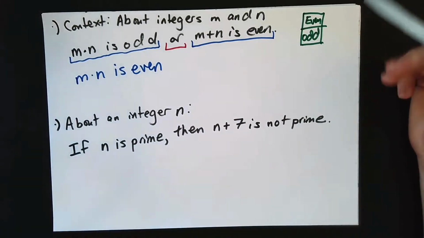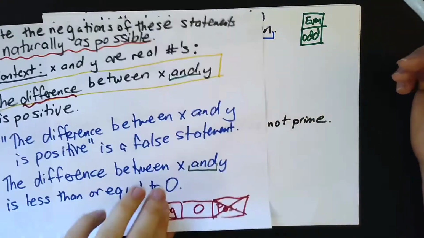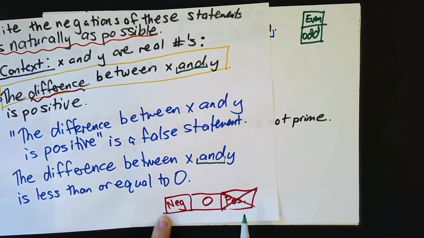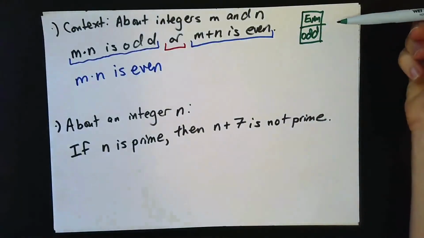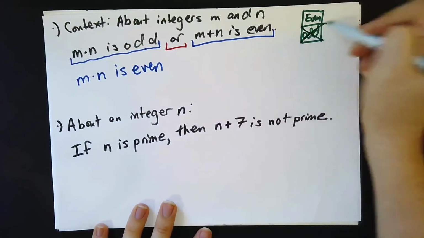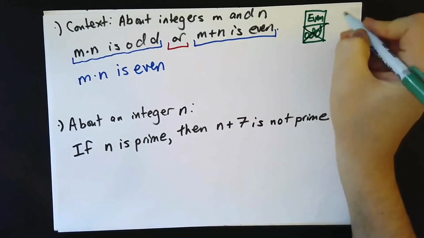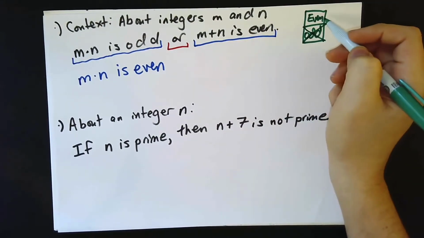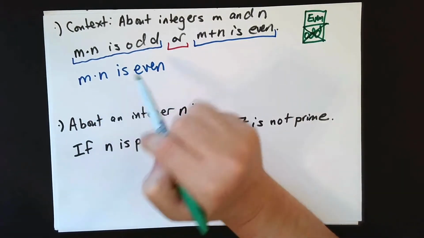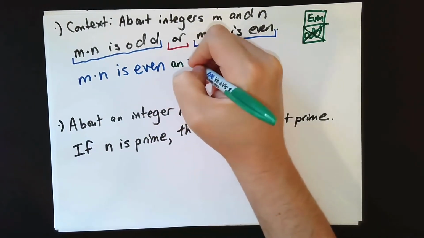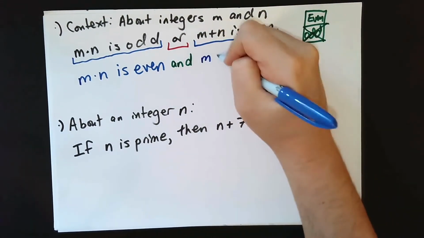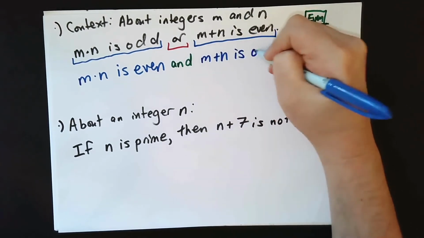I'm drawing here a diagram that is meant to be evocative of the diagram I drew here if every real number is negative, 0, or positive. Okay, except there's really only two boxes. Every integer is even or odd. And so if I tell you that an integer is not odd, then the complementary space is even. So even is all that is there. Okay, and so the logical opposite of m times n is odd is m times n is even. Or becomes and. And for much the same reason, m plus n is even becomes m plus n is odd.